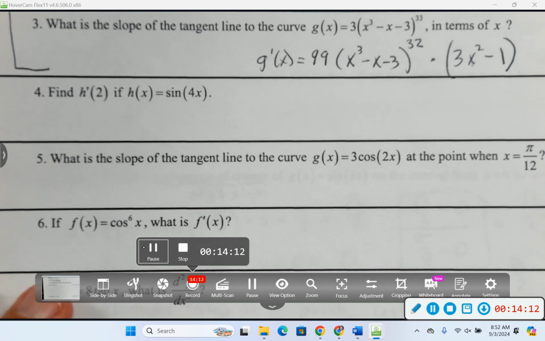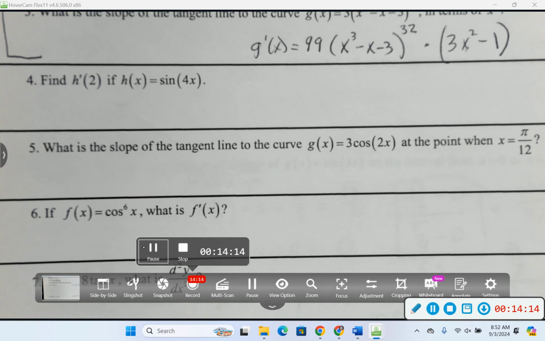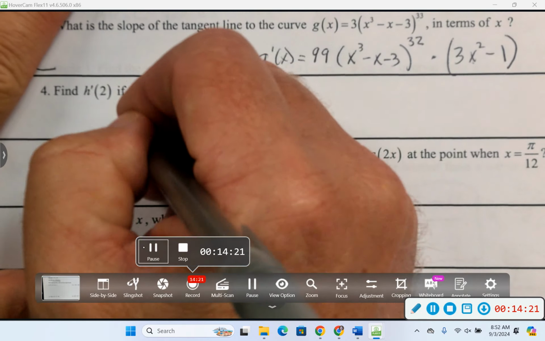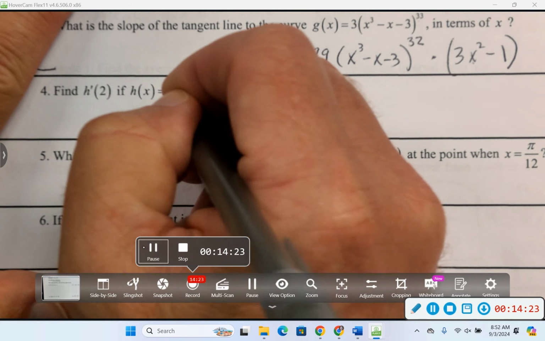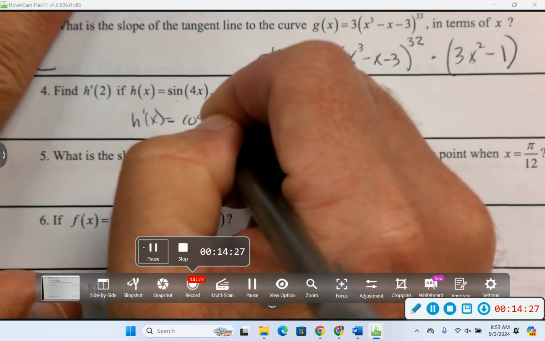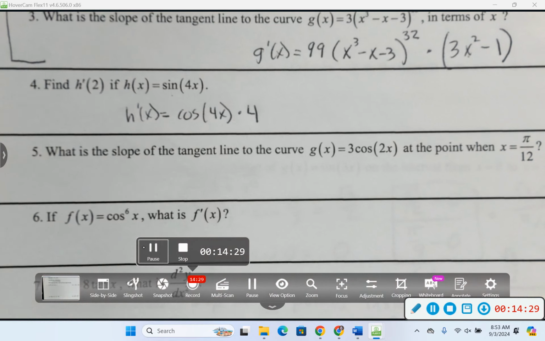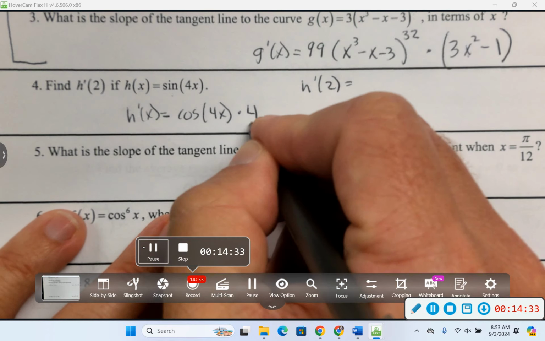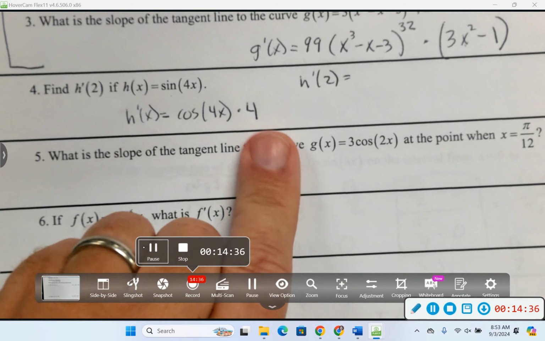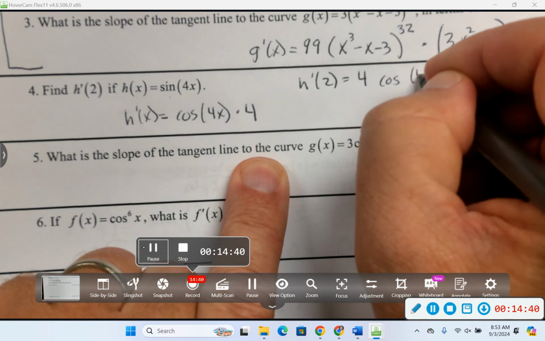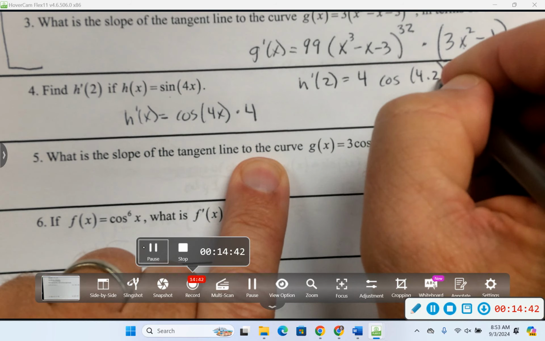What makes number 4 different? Add a value. So we'll take the derivative and then just plug in 2. So derivative of sine is cosine. And derivative of 4x is 4. I'm going to move the 4 to the front because it looks weird at the end. So this 4 is coming to the front. Cosine of 4 times 2.